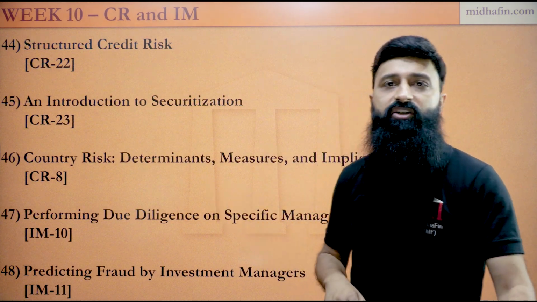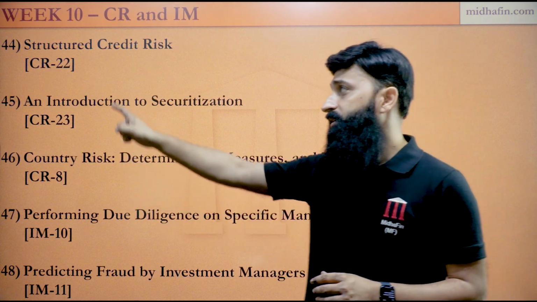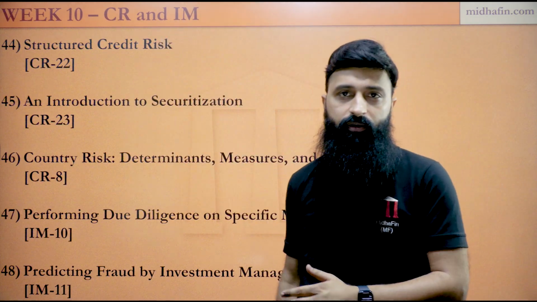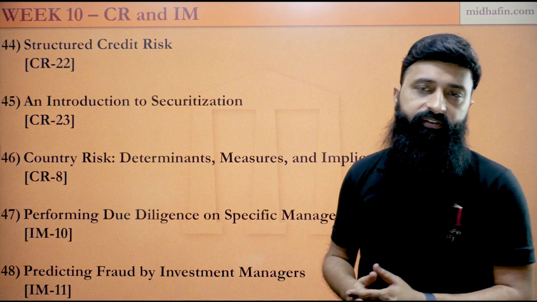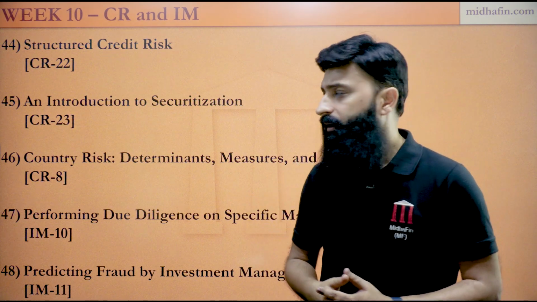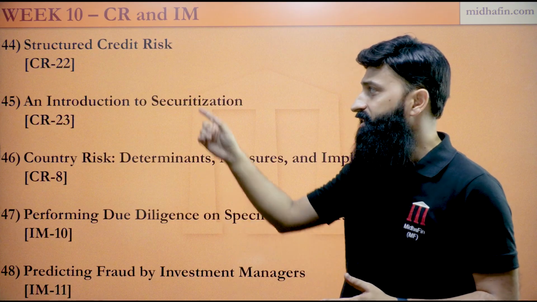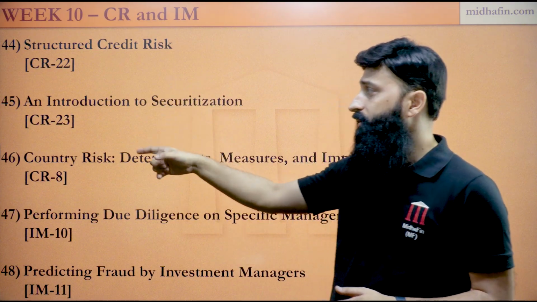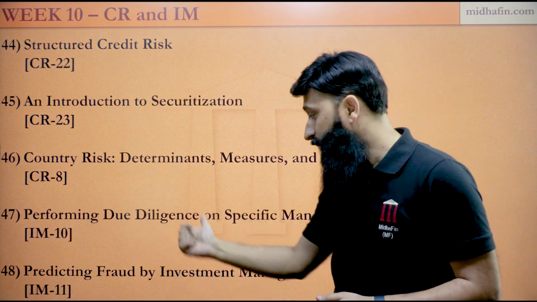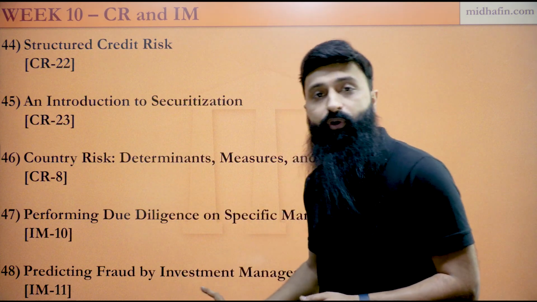We start with structured credit risk. This is CR22. It has been pushed quite ahead in this year's curriculum. Earlier, this structured credit risk was probably the 9th or 10th chapter till last time, something like that. 8th, 9th or 10th chapter. Now it is CR22. So CR22, then we have introduction to securitization, country risk, due diligence, and predicting frauds.